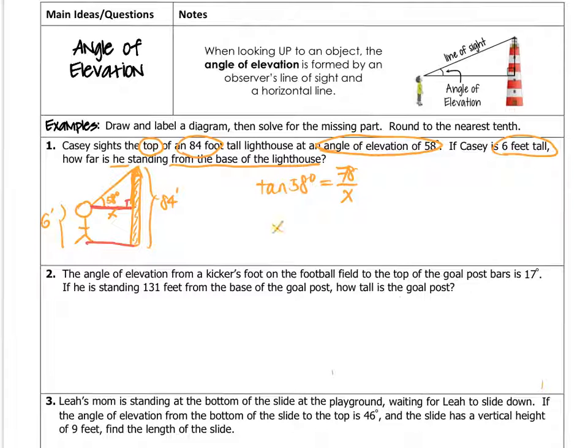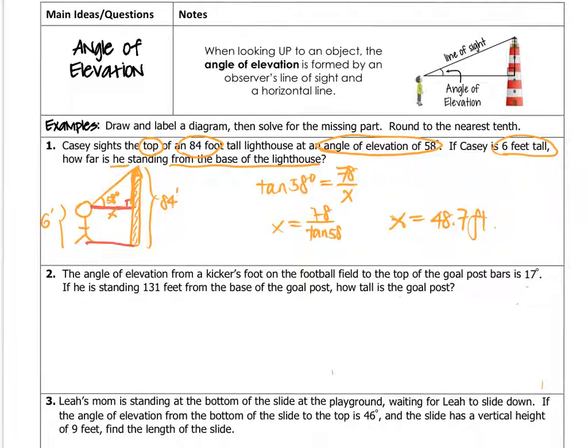And if you use your calculator, 78 divided by tangent of 58, x comes out to be 48.7 feet. That's the answer here. Okay, so for this type of problem, always draw a diagram. It will make life a lot easier.